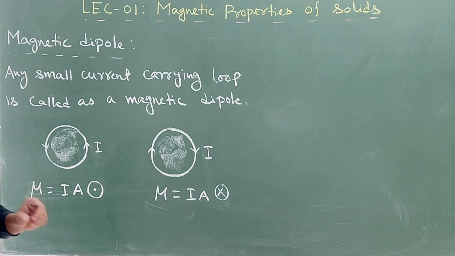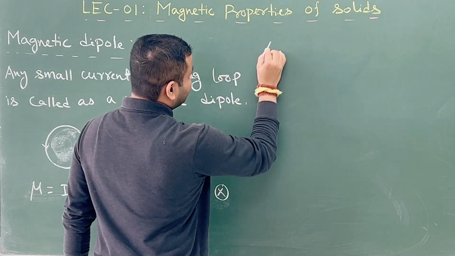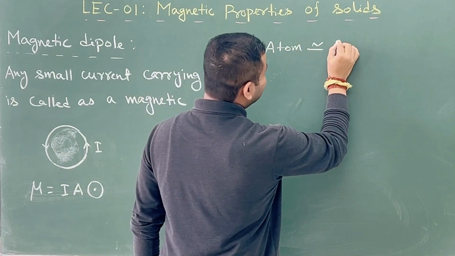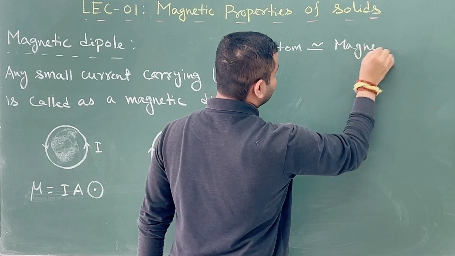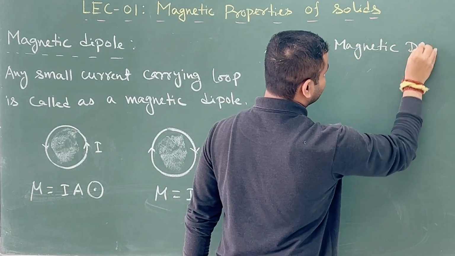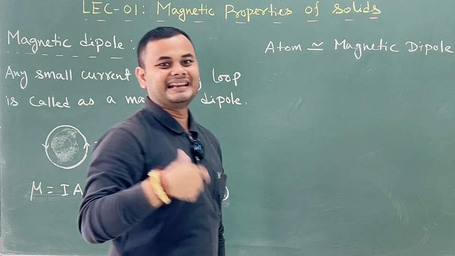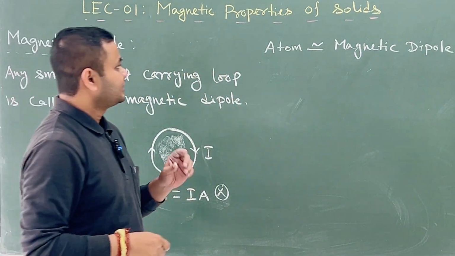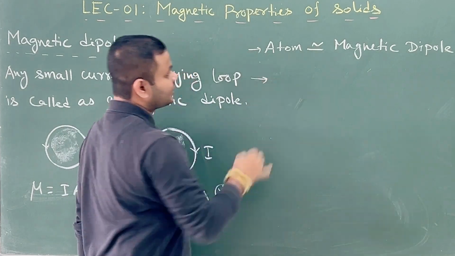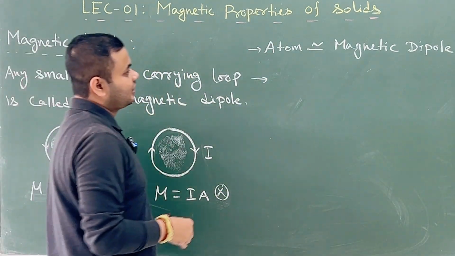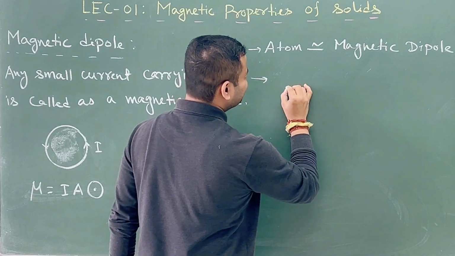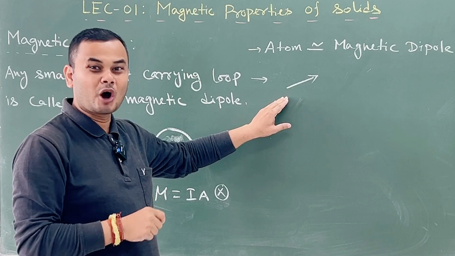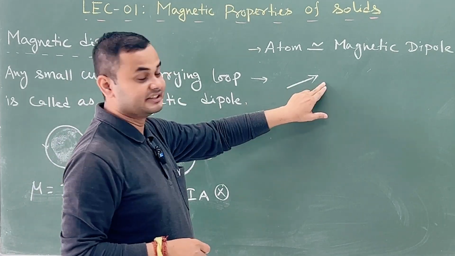Okay? Next, one important point is that every atom is equivalent to a magnetic dipole. Because in an atom, the electrons are revolving around the circular orbits. Next important point is that the atomic dipoles are represented by using this arrow. This arrow represents that the direction of magnetic dipole moment is in this direction.